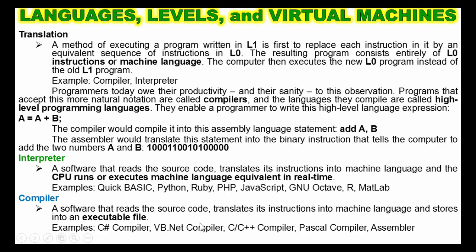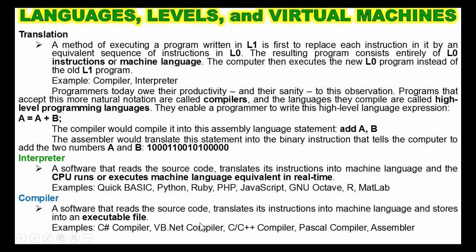are compiler and interpreter. Programmers today owe their productivity and their sanity to this observation. Programs that accept this more natural notation are called compilers, and the languages they compile are called high-level programming languages. They enable a programmer to write this high-level language expression: A = A + B; The compiler would compile it into this assembly language statement: add variable A, variable B.